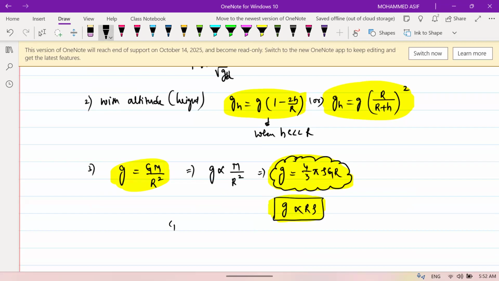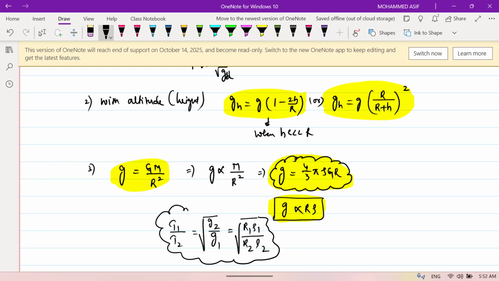When time period problems are given, you can use it like this: T1 by T2 is equal to under root of g2 divided by g1, that is equal to under root of R1 rho 1 divided by R2 into rho 2. Like say in a problem, he has given me the radius of the sphere and density of that body. Then calculate the ratio of time period. Then I can use this formula: T1 by T2 is equal to under root of g2 by g1, that is equal to under root of R1 rho 1 divided by R2 rho 2. Rho is nothing but what? Density of the object, whatever the object he has given. Am I clear?